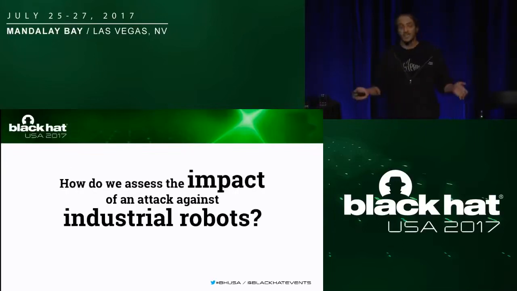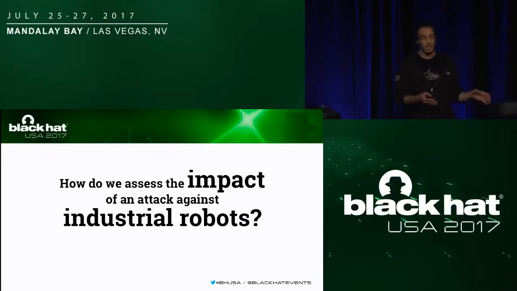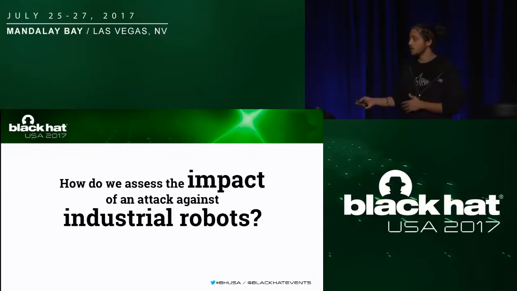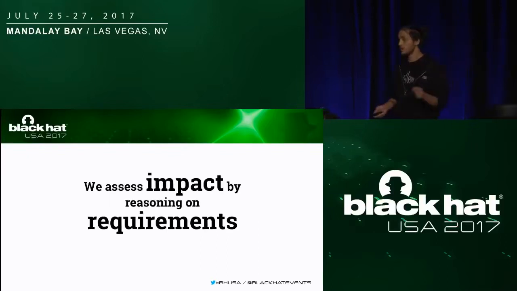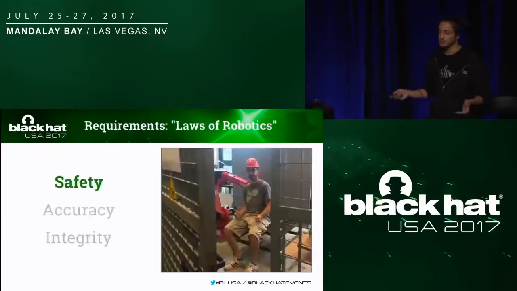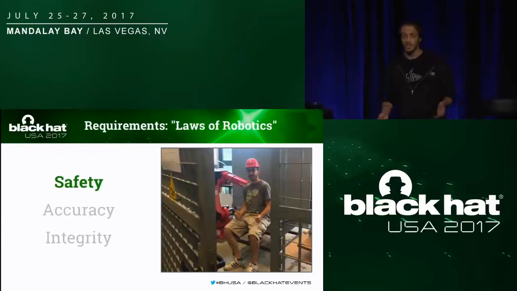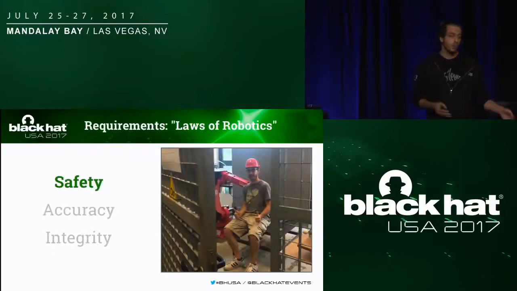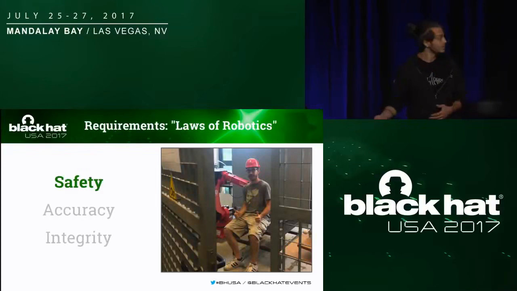So how can we assess the impact of an attack against industrial robots? Well, we can start reasoning about the answers that the users of our survey gave us, but we should also think of the requirements that an industrial robot should have. So what are these requirements? You can think of them as something close to the laws of robotics of Asimov. In fact, the first one is safety. The robot should never harm the user.